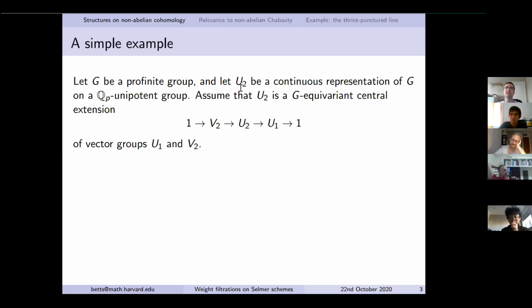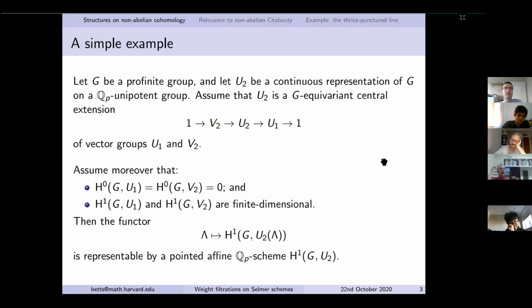And let's have a continuous representation of our group G on a two-step Q_p unipotent group. That is, it's a Q_p unipotent group with a continuous action of G, and it's a G-equivariant central extension of two abelian unipotent groups, so vector groups. We'll make the additional assumption that these two outer groups have no Galois invariants, and that their first Galois cohomologies are both finite dimensional. In practice, you also have that H2 is finite dimensional, but you don't need this in what follows.